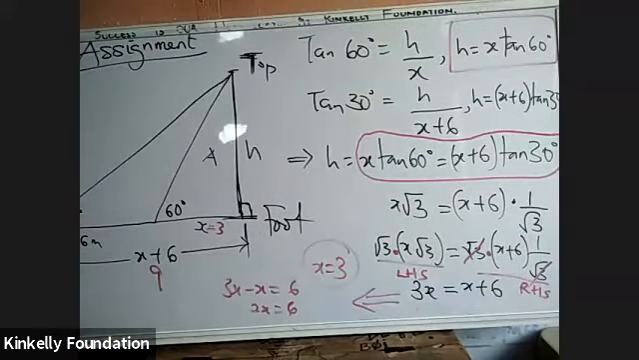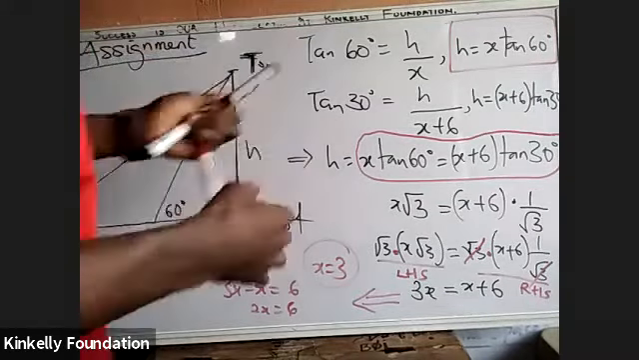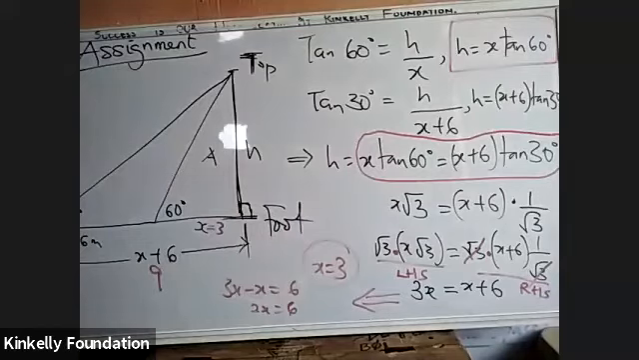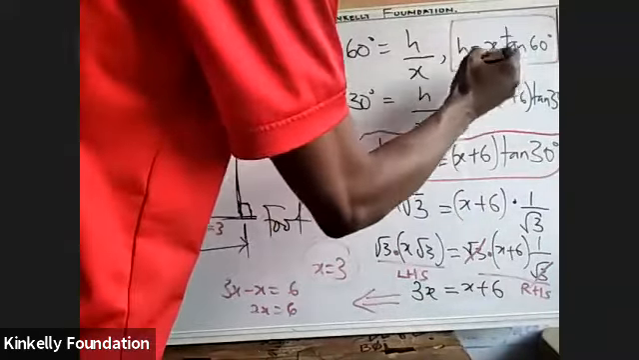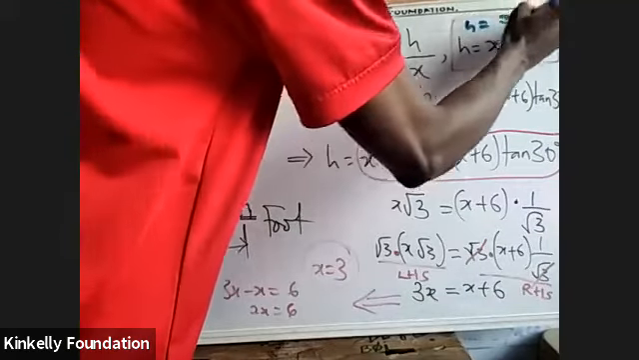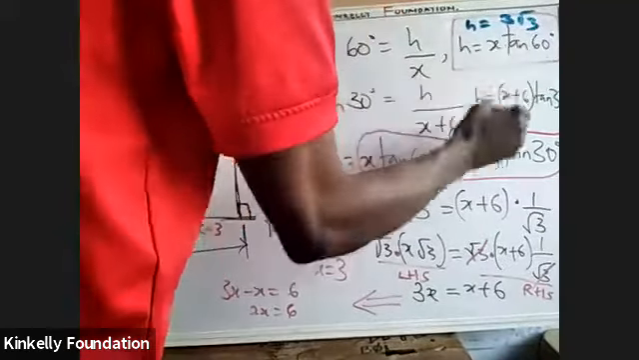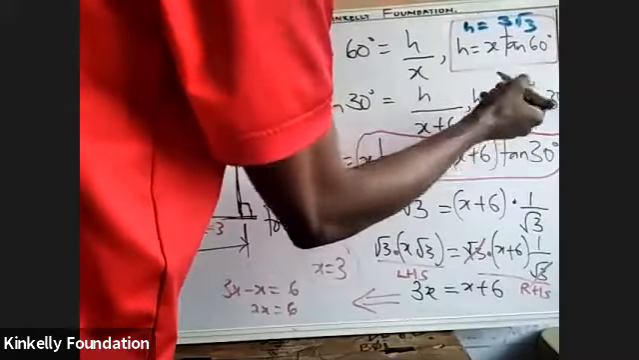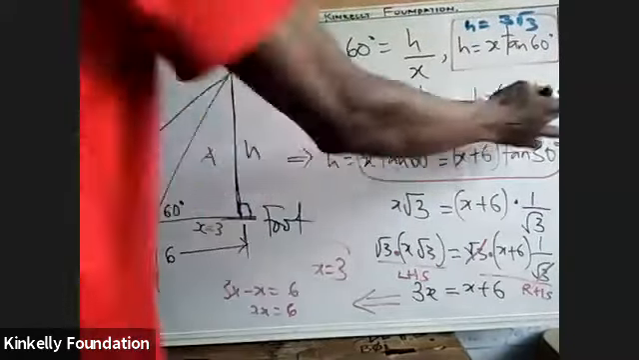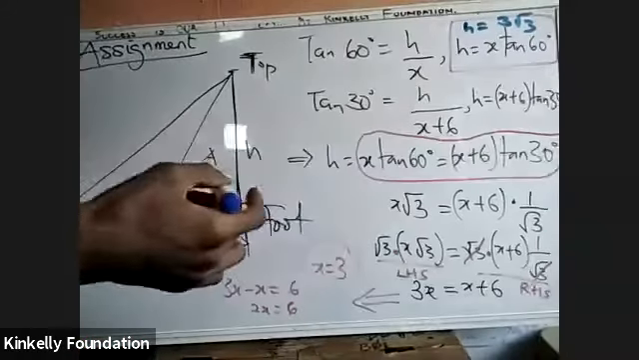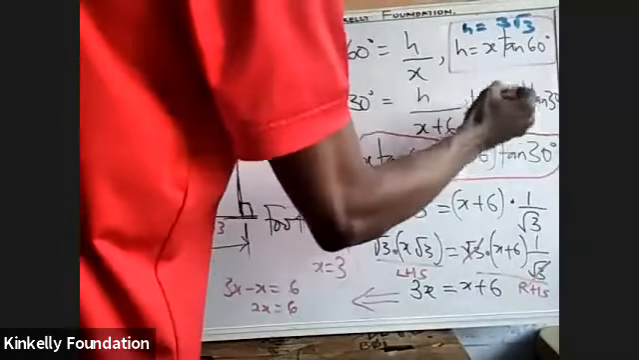The height of the post is s tan 60, and this s is equal to 3. So the height of the post now becomes h equals 3 root 3. You take it here, you see the same thing: when you have 9 times 1 over root 3 and you rationalize, it will give you 3 root 3.